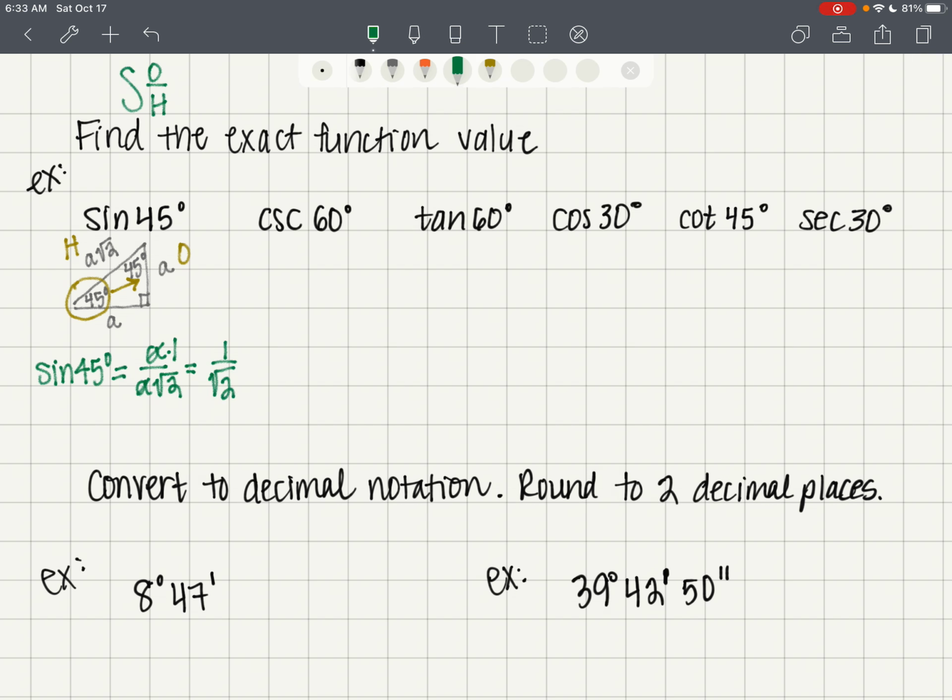And if we rationalize that by multiplying by the square root of 2 over the square root of 2, we get the square root of 2 times 1, which is the square root of 2, over 2. So the sine of 45 degrees is equal to the square root of 2 over 2.